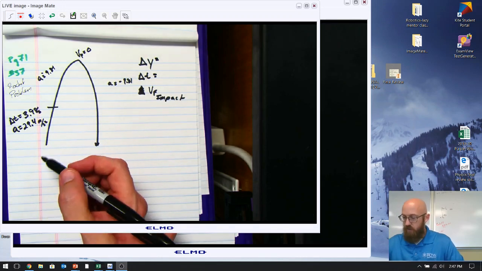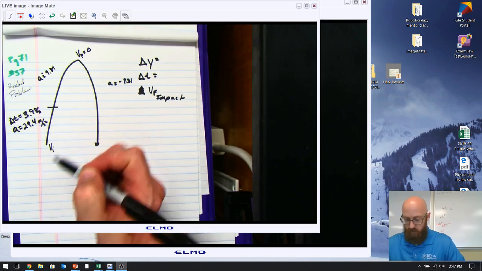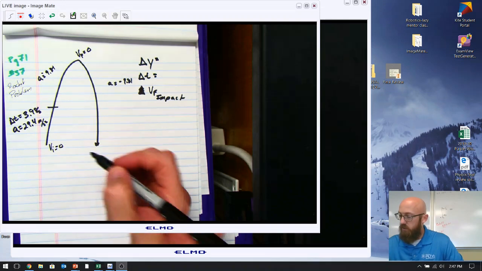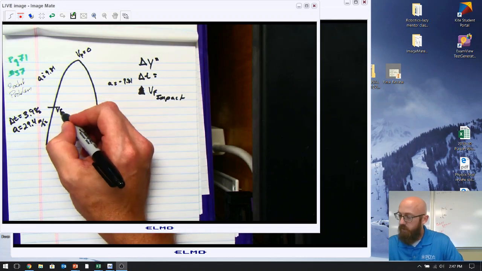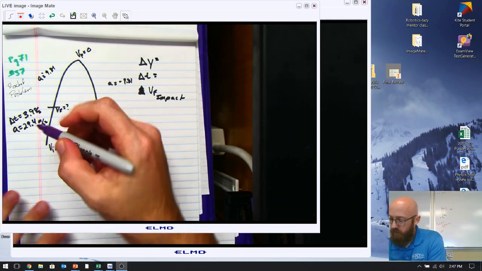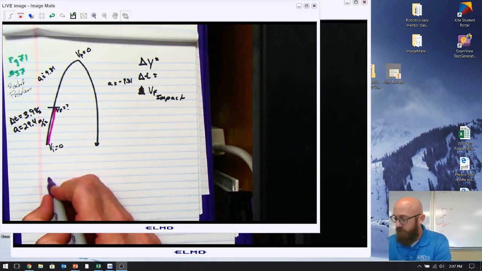So one of the easiest things is to start asking questions. My VI, in this case, starting from rest, down here is 0. So I'm going to do my VF here. Okay, so here we go. This first set, hopefully this shows up, I'm coloring it purple. So I need to find a VF.